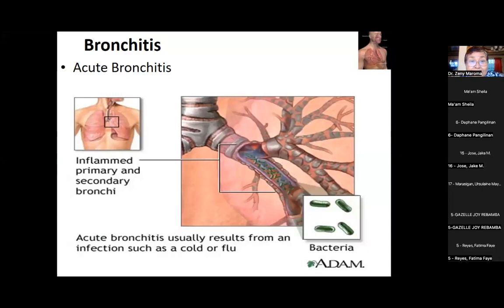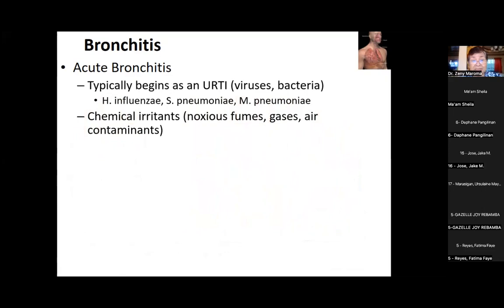Question, bakit tayo pumunta sa bronchitis? Okay, so kung walang question, let's move on with bronchitis. Bronchitis is simply inflammation of the bronchial mucosa, which can be acute or chronic. Namamaga yung ating mga bronchial tube, the primary, secondary, or tertiary bronchi. And acute bronchitis usually results from an infection such as cold or flu. Typically begins as an upper respiratory tract infection caused by viruses or bacteria.